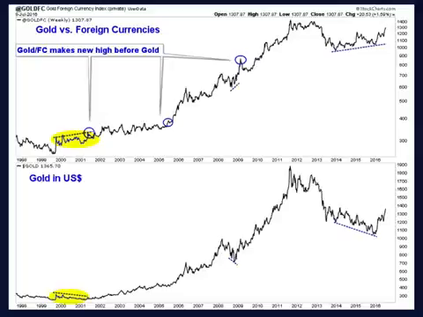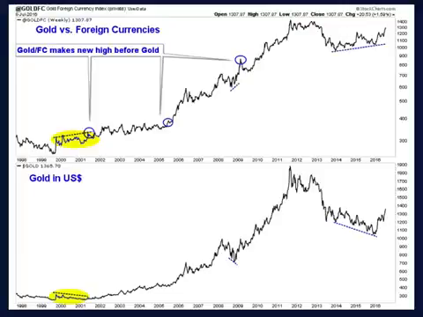Now it took a couple years for it to really get going, as we've seen in recent months, but now it's going. And right now, gold against foreign currencies is roughly about 10% below its all-time high. So the equivalent to that in US dollar terms is over $1,700 an ounce. So gold against foreign currencies is very, very strong, and who knows, maybe that could retest its all-time high by the end of the year.